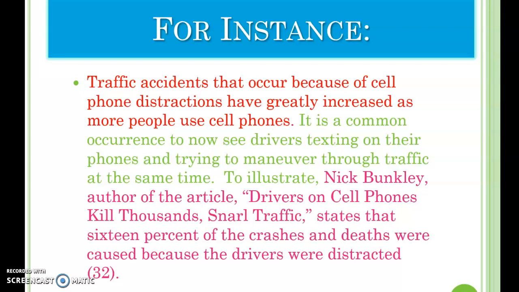Notice the next sentence begins in green. To illustrate, here's a transitional phrase to help you move into the part that has been paraphrased. So that's why the "to illustrate" is in green text. To illustrate, Nick Bunkley, author of the article Drivers on Cell Phones Kill Thousands, Snarl Traffic, states that 16% of the crashes and deaths were caused because the drivers were distracted. You'll notice that in this paraphrase, you include the author, the article title, and at the very end, in parentheses, is the page number on which that information is found in the source.